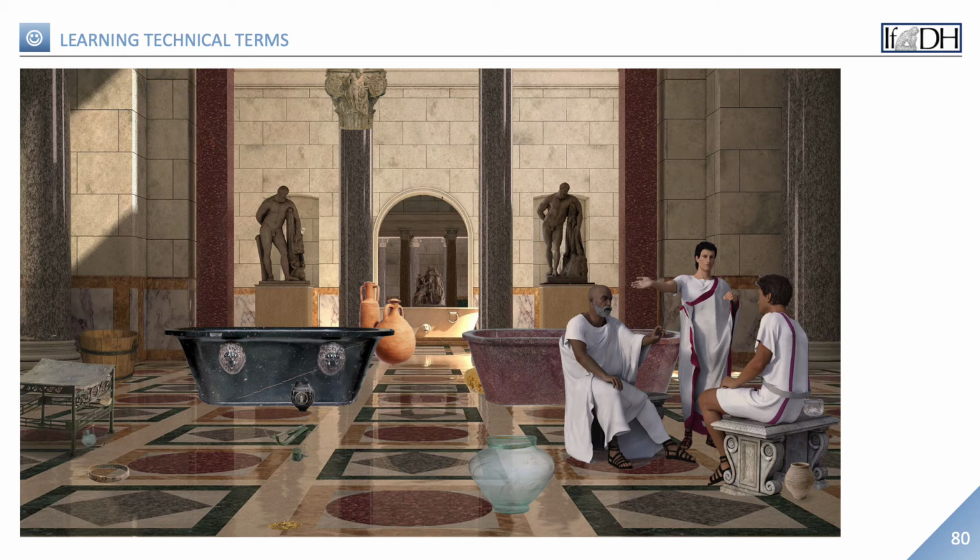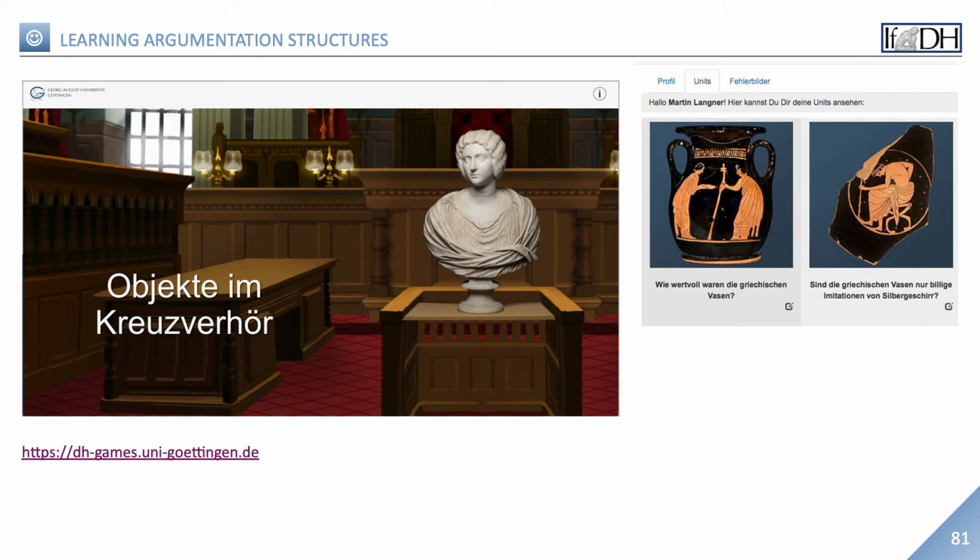In our case, various archaeological terms and type designations are learned during a visit to a Roman bath complex. Objects under cross-examination, Objekte im Kreuzverhör, on the other hand, was about learning argumentation structures. Various collection objects are accused of supporting or not supporting a certain research thesis. In the process, the player not only learns about controversial research opinions, but also about different types of justifications.